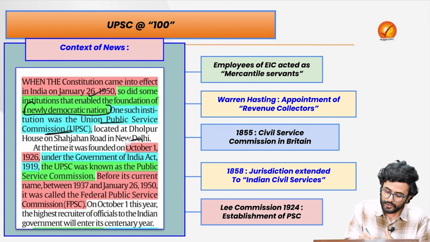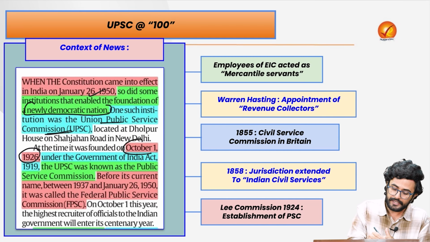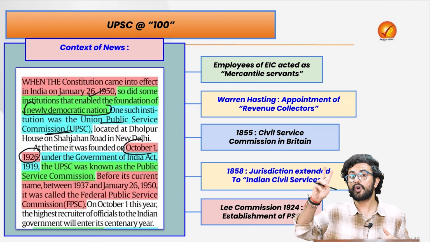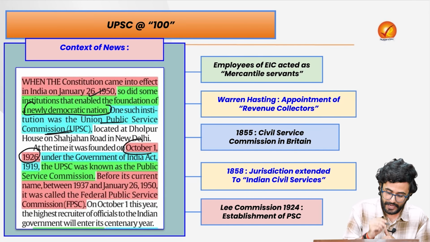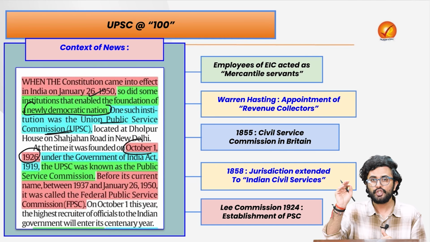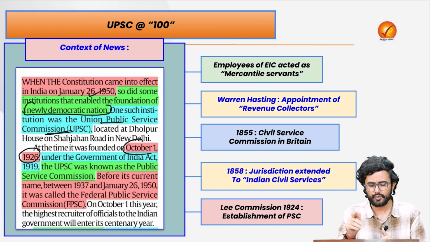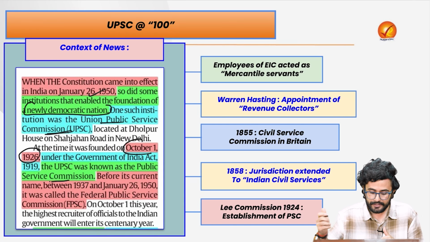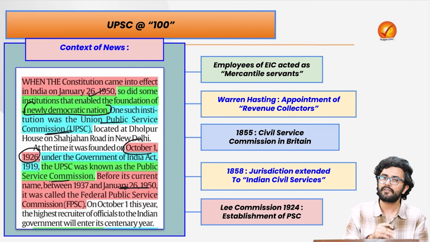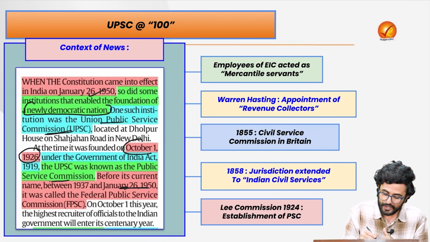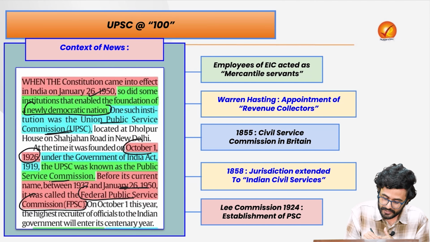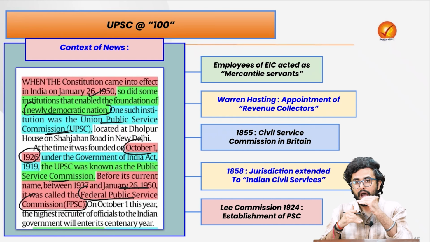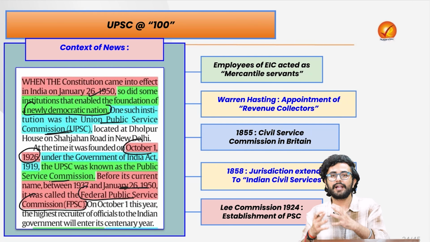At the time, it was actually founded on 1st of October 1926 under, keep this in mind, the Montague-Chelmsford Reforms or the Government of India Act of 1919, and at that point of time, the Union Public Service Commission was actually known as a Public Service Commission. Then from the year 1937 till January 26, 1950, it was known as the Federal Public Service Commission. So, keep this in mind, how this idea of bureaucracy actually developed.